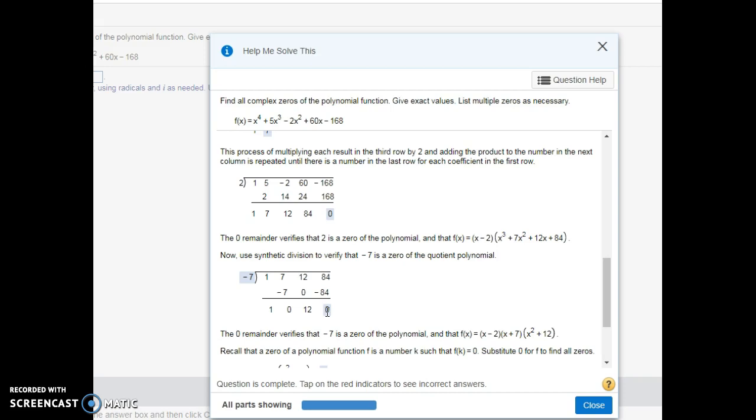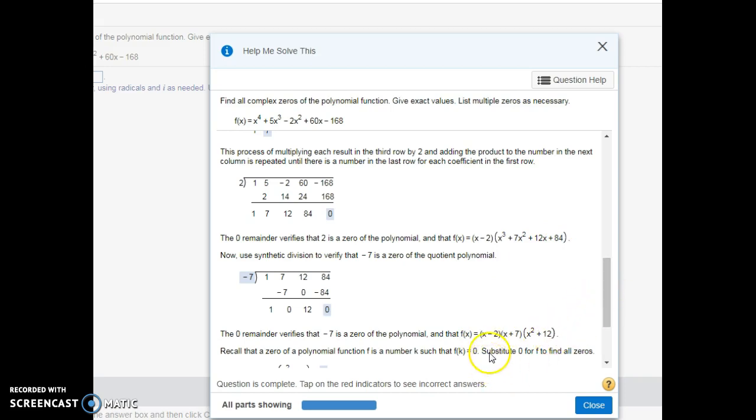So this is good news. What that shows us is how to factor even further. So this will factor to x plus 7, and what it's multiplied by is 1x squared plus 0x plus 12. So again, we've just taken this and we factored it down further to right there.